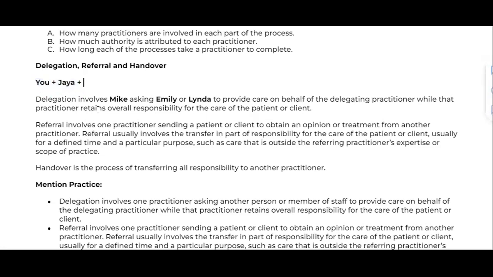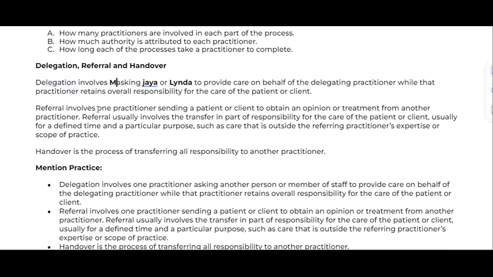So whenever you see any paragraph, delegation involves me asking my friend Jaya. This is more practical than Mike and Linda, because Mike and Linda are unknown people for you. But after a few days, I'll make them really known to you. But if you want, you can try your own. This is also a much better one. All right. So delegation involves Mike asking Emily or Linda.